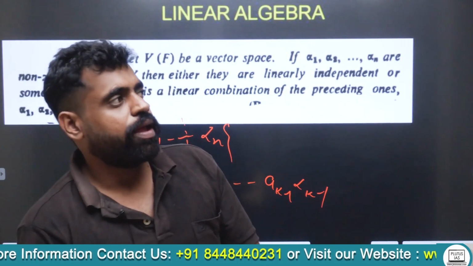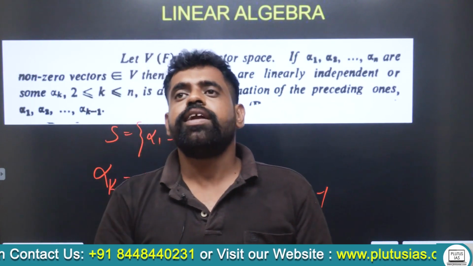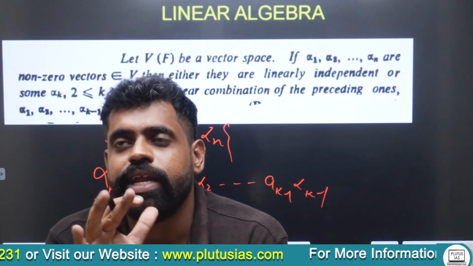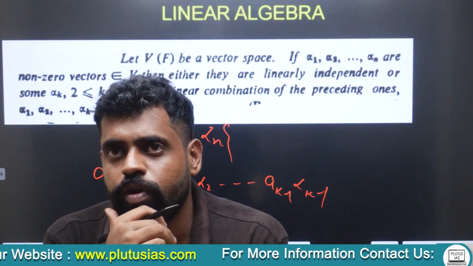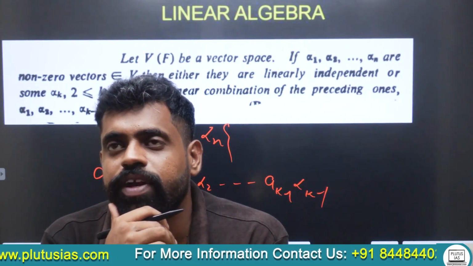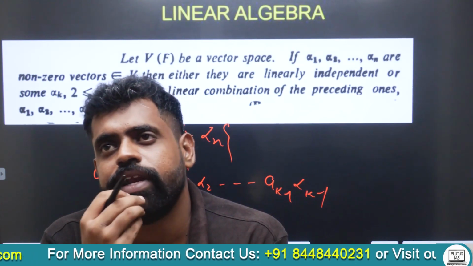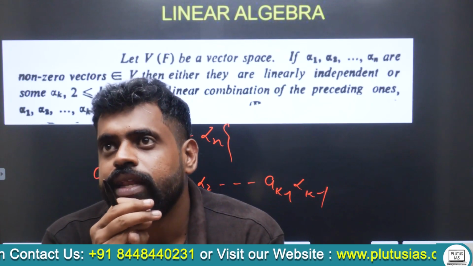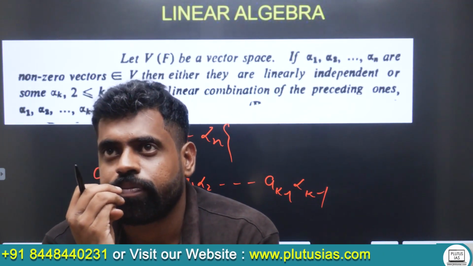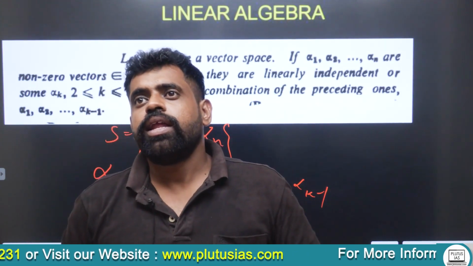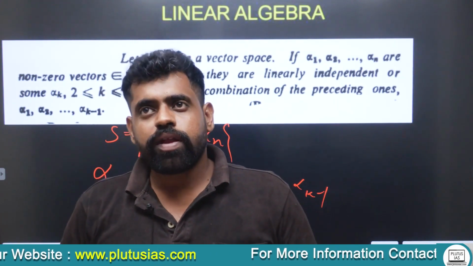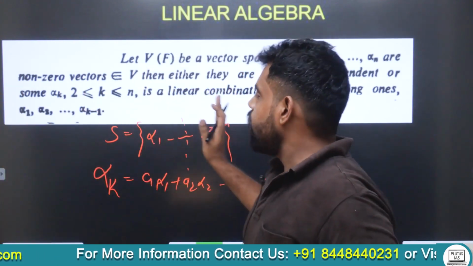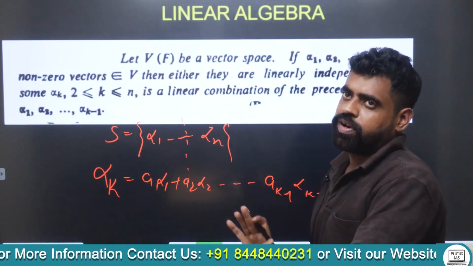It says that if it is linearly independent, then well and good, no problem. But if it is not linearly independent, if it is linearly dependent, then there exists some alpha k, some element which could be written as the linear combination of the preceding ones.